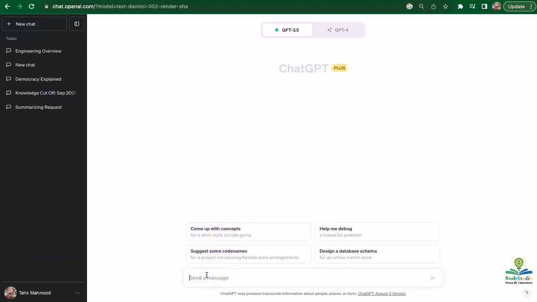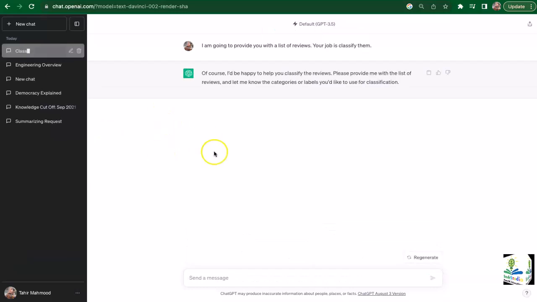I'm going to start talking with ChatGPT by setting up the context. I'm going to say, I am going to provide you with a list of reviews. Your job is to classify them. It's smart enough to understand that I'm going to give it a series of reviews now, and it's going to classify them as good or bad. Of course, I'd be happy to help you classify the reviews. Please provide me with a list of reviews and let me know the categories or labels you'd like to use for classification. The categories are good, bad, or neutral.